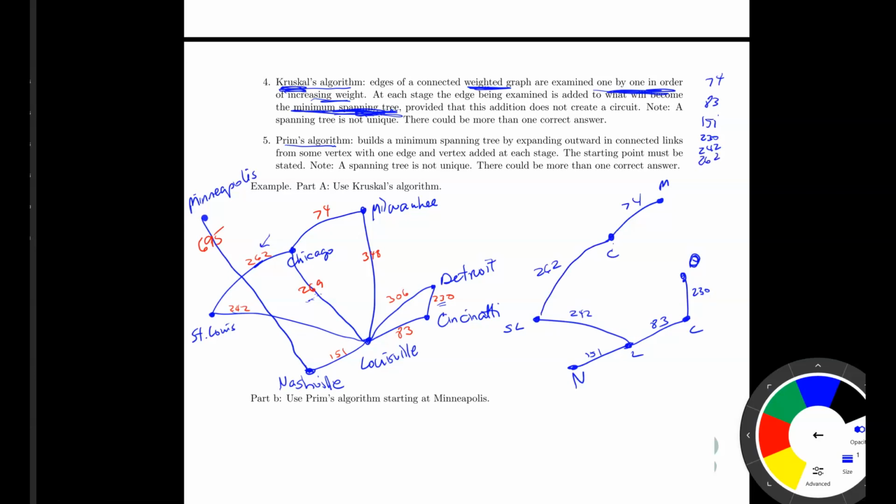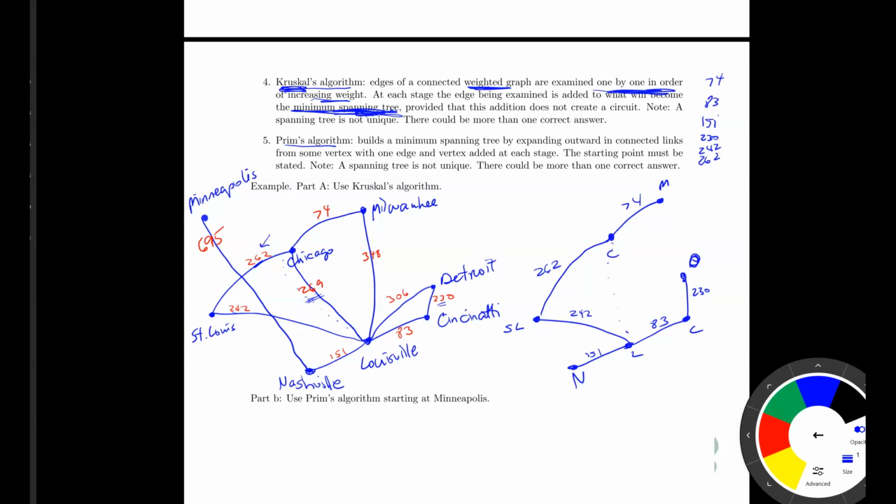Okay. So now my next smallest would be 269. But if I included that edge, that would take me from here to here, and that would not be a tree anymore. So I'm not going to use 269. So then what am I still missing? I'm still missing Minneapolis, right?